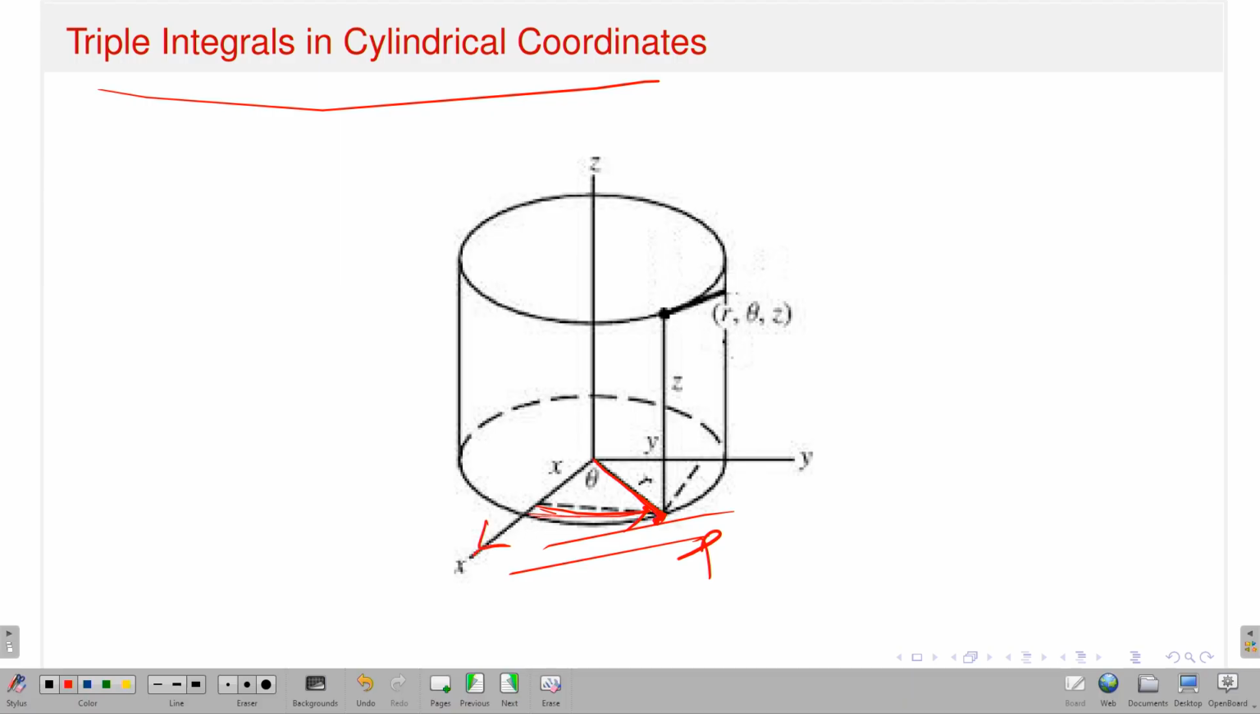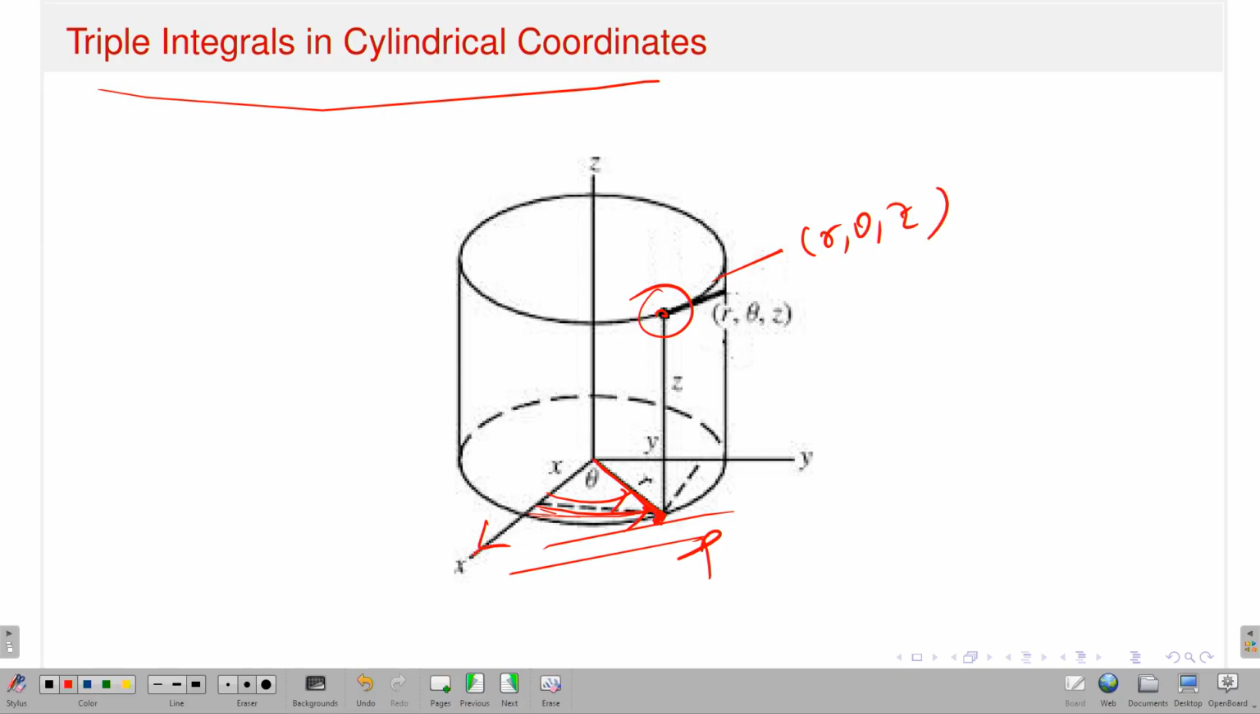This is the positive x axis. This is my point, this is my distance from the origin, and now I am measuring my theta in the anticlockwise direction. So, this is called r theta, and z is perpendicular to the xy plane as in the Cartesian coordinate system, and it is also perpendicular to the r theta plane. So, any point I can represent as r, theta comma z.